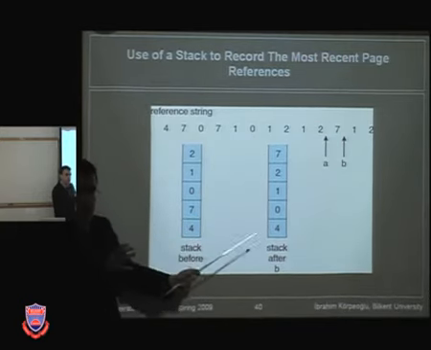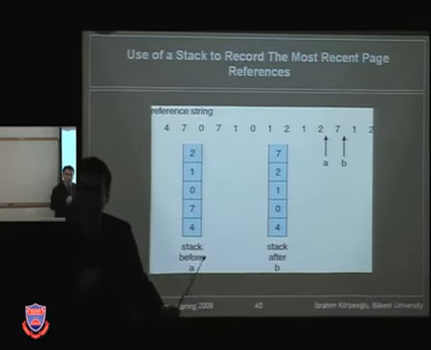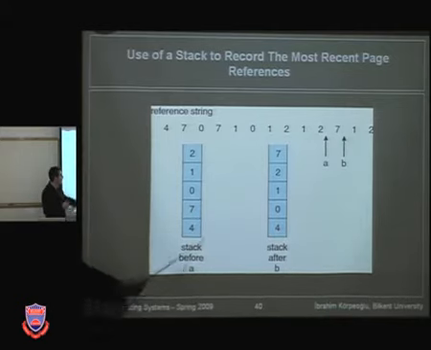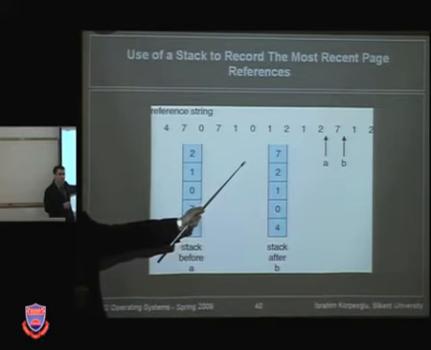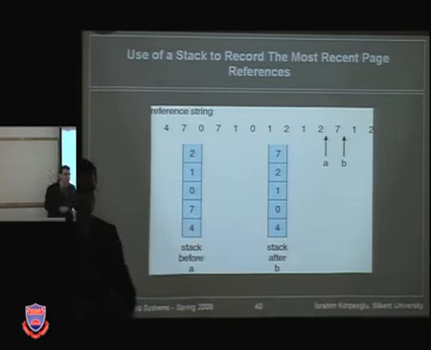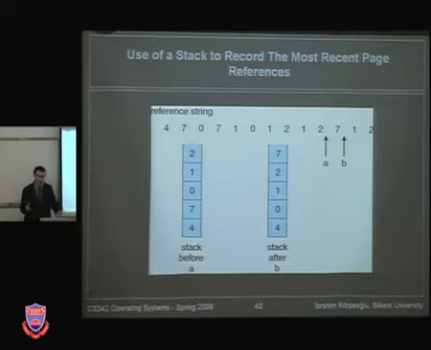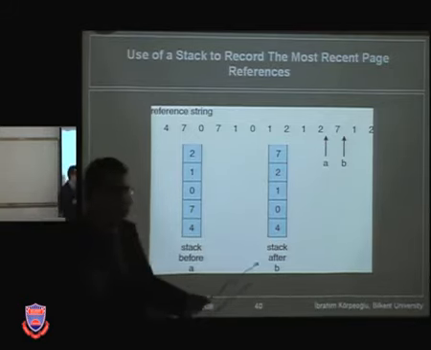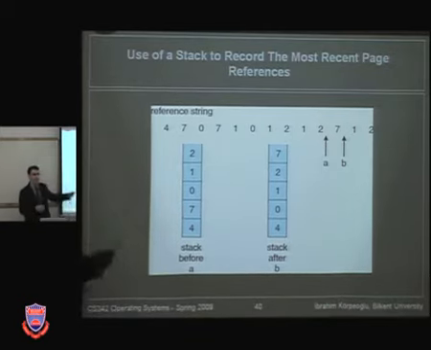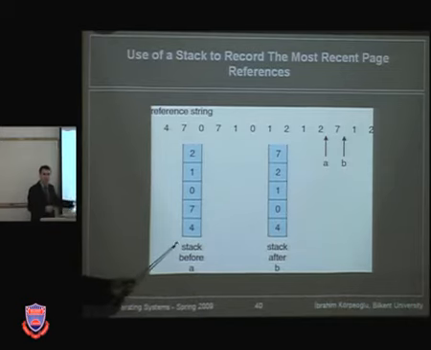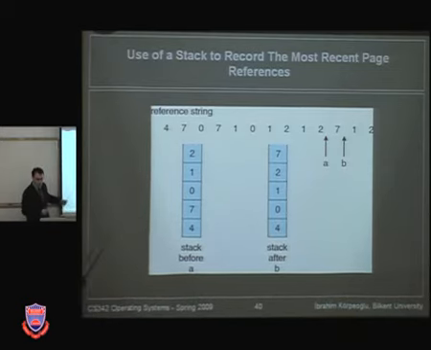And if you do this with every memory reference, every page reference, what will happen? At the top of the stack, you will see the page that is most recently accessed, right? And at the bottom, you will see the page that is least recently accessed, okay? So then it is very easy at the time of a page fault to select a page to remove. You will select the page at the bottom of the stack, and it will be removed. This is not exactly the stack that you have seen in CS-342, but it's a similar idea, okay?